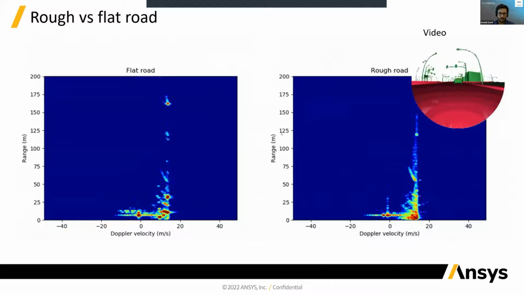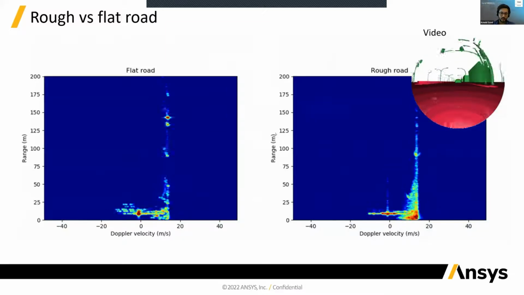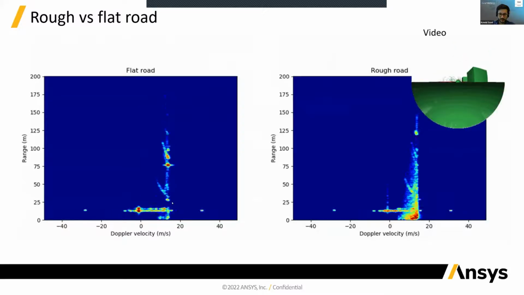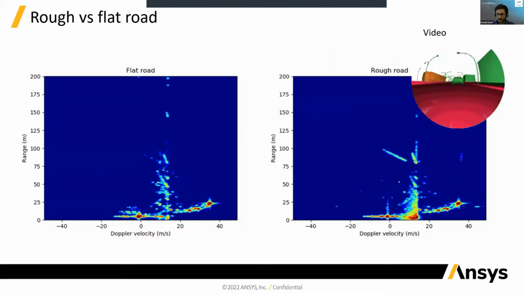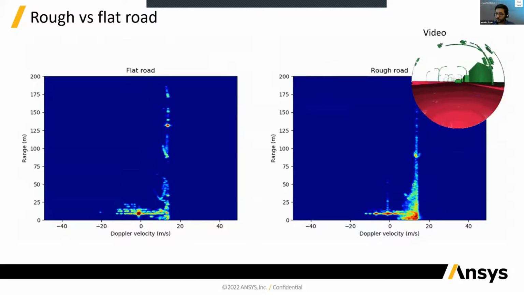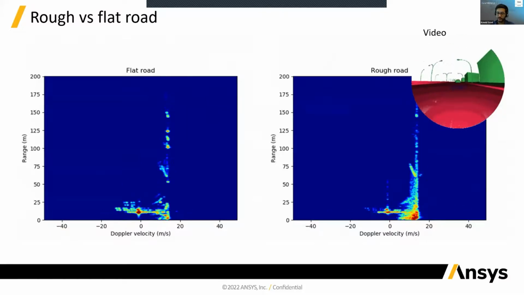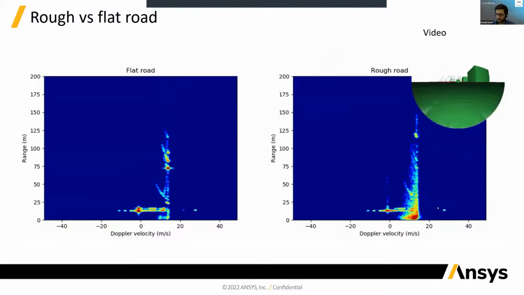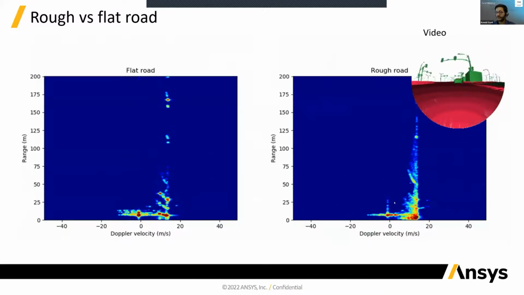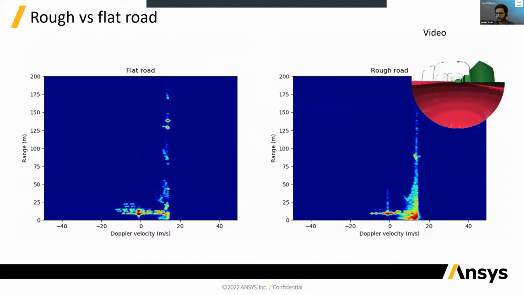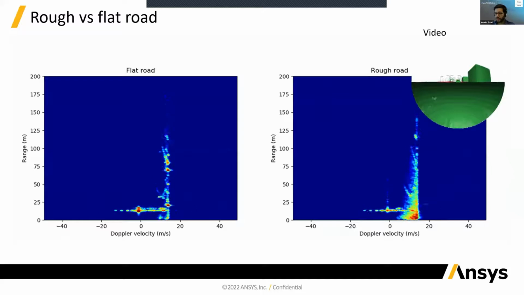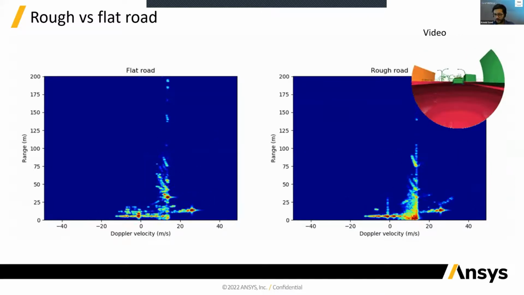This is just an example, on the left side a flat road, where you can see the reflections are not that much, and a rough road, where you can really see the contribution of the surface roughness in the range Doppler map. And just FYI, in the end, the data produced from this range Doppler map is later used to do more post-processing, create object lists, point clouds, and whatnot.